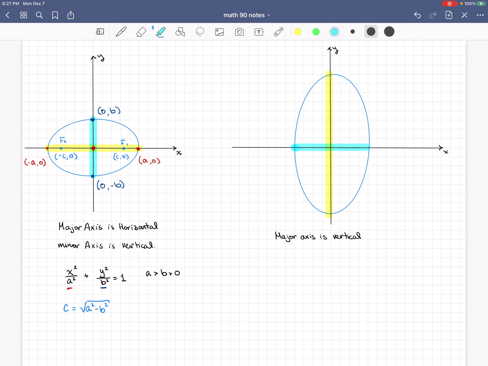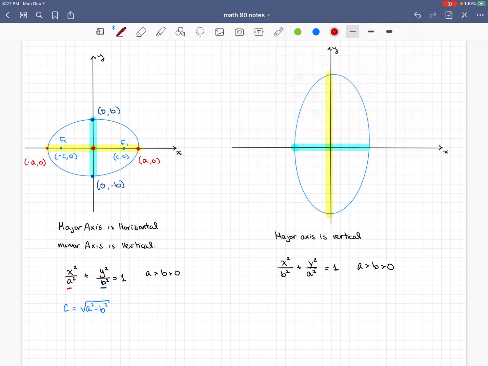Okay, so I think that if you kind of pause and think about it, this is going to make sense in terms of how we write the equation. So rather than writing x squared over a squared plus y squared over b squared, we're going to write x squared over b squared plus y squared over a squared is equal to 1. And again, and this is the part that I think is easier to remember, a is the larger number. So whichever variable has the larger denominator is the one that you are looking at as the major axis.